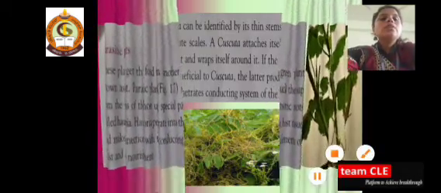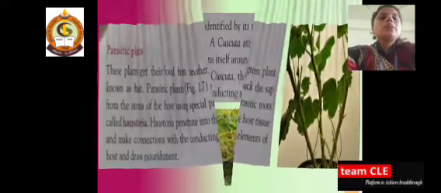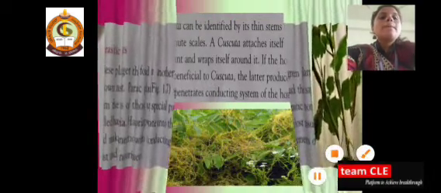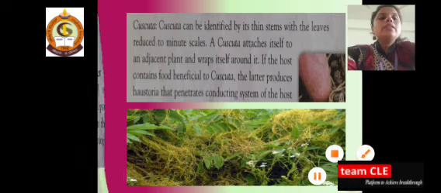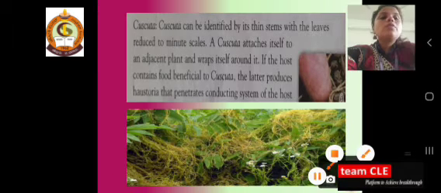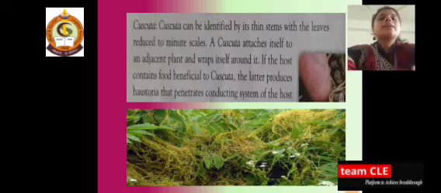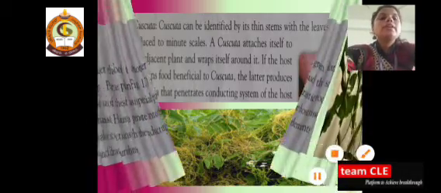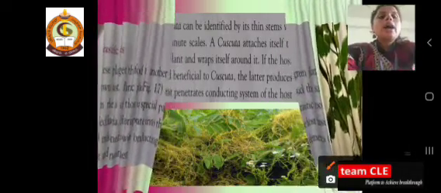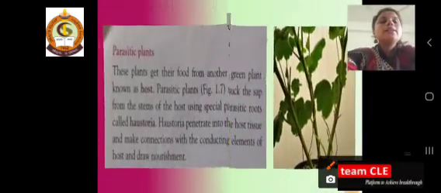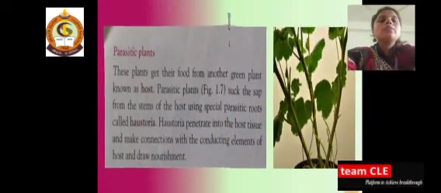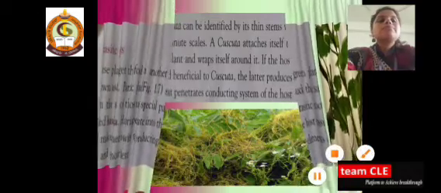Here a one-mark question can be asked: what is the Cuscuta plant and what is its mode of nutrition? Cuscuta can be identified by its thin stems.